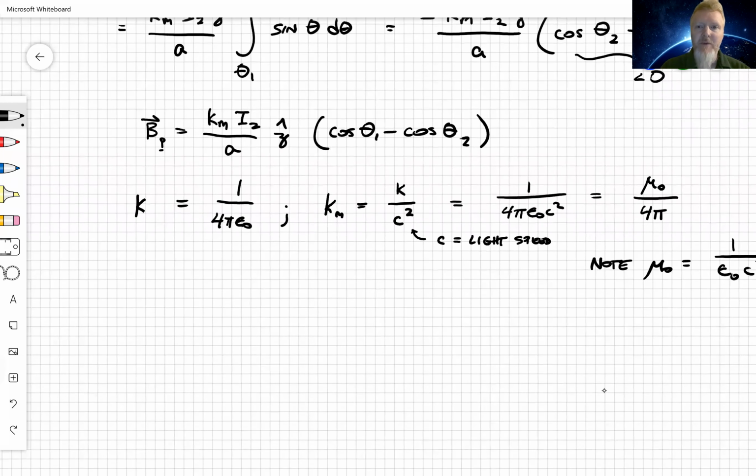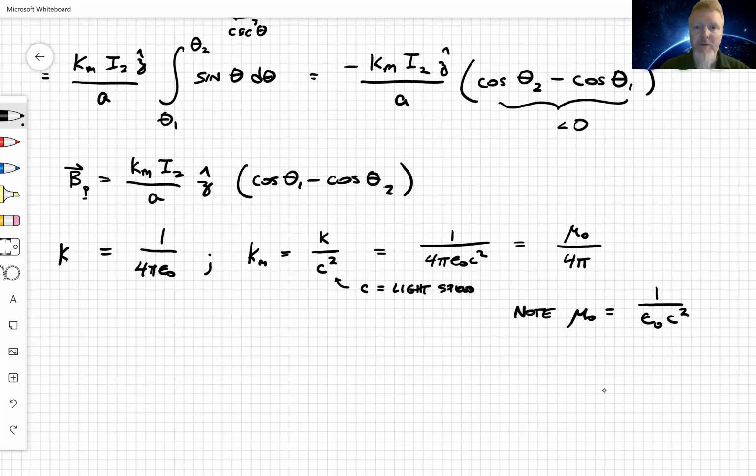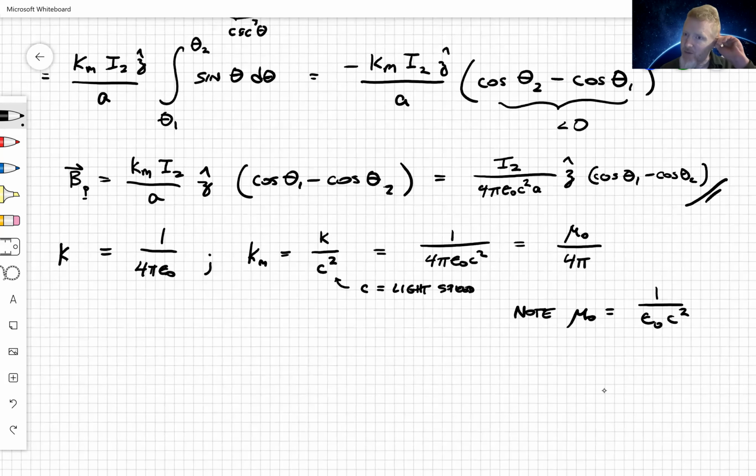So I should write formally the whole full thing here, which is I2 divided by 4 pi epsilon naught c squared a, z hat, cos theta 1 minus cos theta 2. All right, so there's the answer with all the full constants and all that stuff in there. Now let's take the limit as s becomes infinity. The wire length becomes an infinitely long wire.